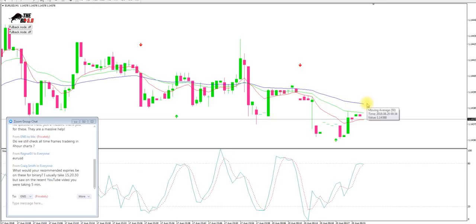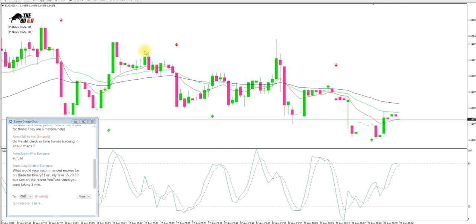I wouldn't look at any other time frame. I'm trading what I see. Now, what would you recommend expiries be on these for binary? I usually take 15, 20, 30 minute, but saw in your last recent video you were taking 5 minutes. When I'm trading, I would personally go for the same 15 or 20 minute trade here.